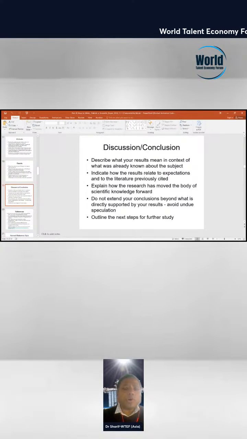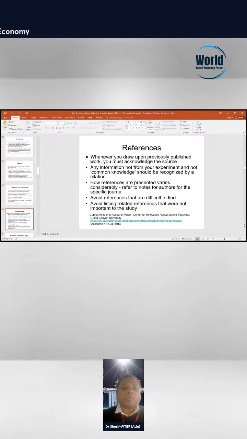We have to go for the conclusion. Describe what your results mean in the context of what was already known about the subject, indicate how the results relate to the expectations, and explain how the research has moved the body of scientific knowledge. Do not extend your conclusion beyond what is directly supported by your results. Outline the next steps for further study.